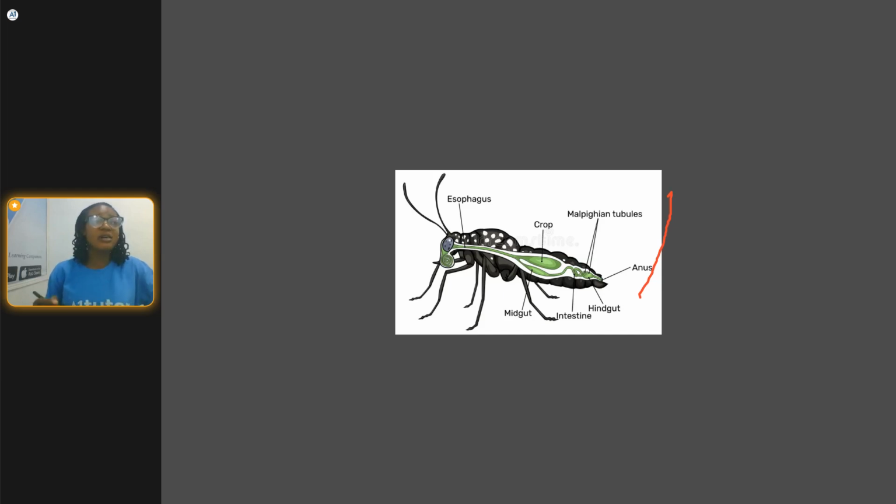Just like I said earlier, all the excretory structures function in the same way, because the purpose of excretion is to remove waste products, to remove things that are not needed in your body. However, the structures have their own different waste products they remove from the body of the organisms.